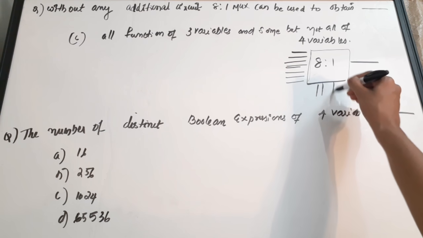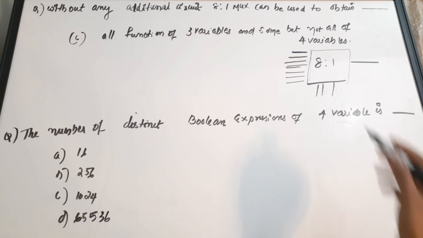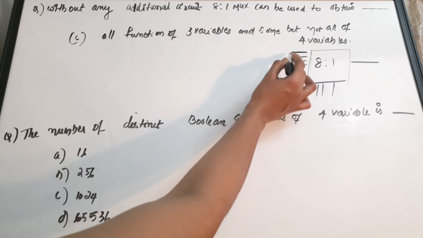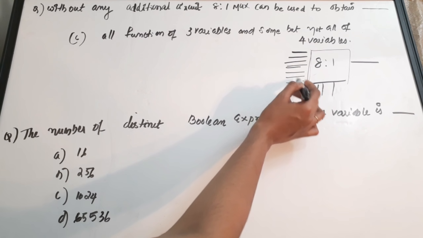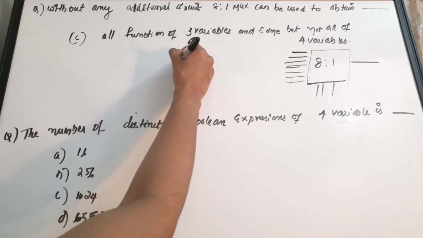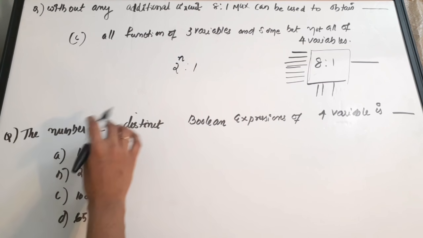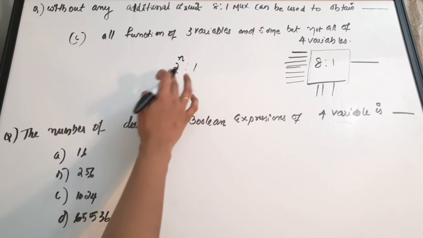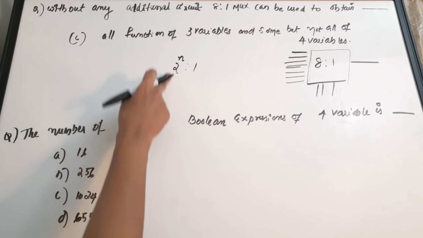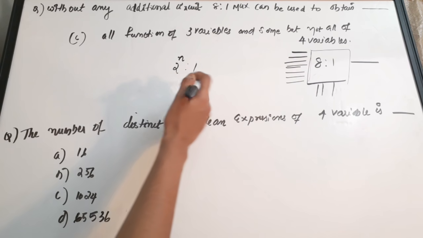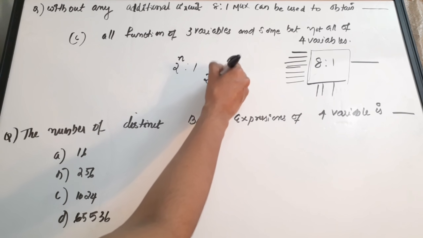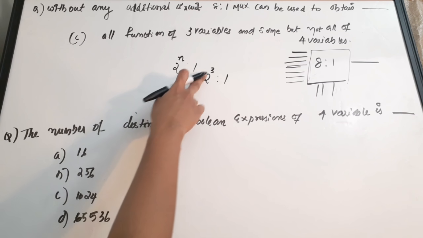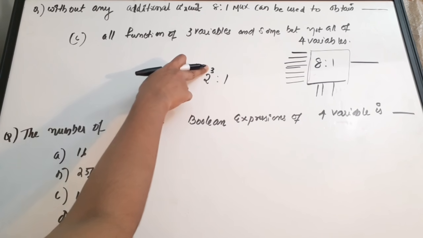There will be 3 select lines, right? So here you can write 8:1 mux as 2^n:1. Generally we can write this mux in the form 2^n:1. Here n is the number of select lines. This is 8:1, so you can write 2^3:1. Right. So 2^3:1 means it is 8:1, and here 3 select lines are there.